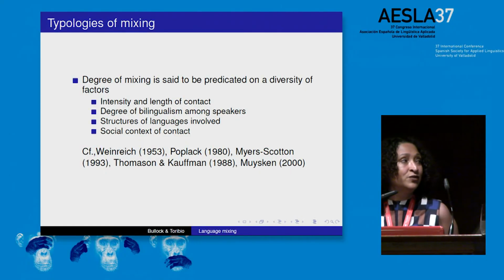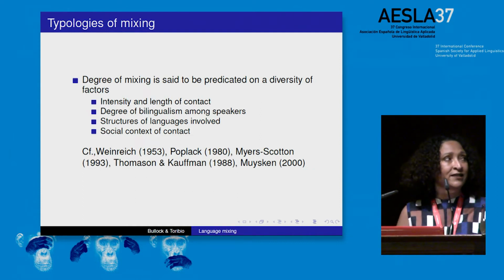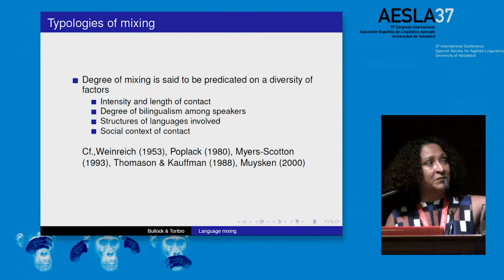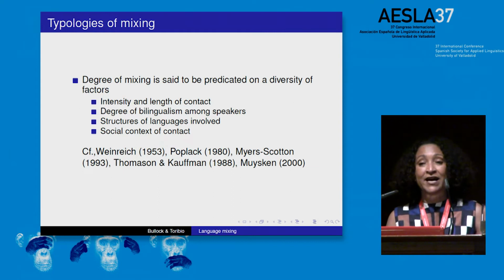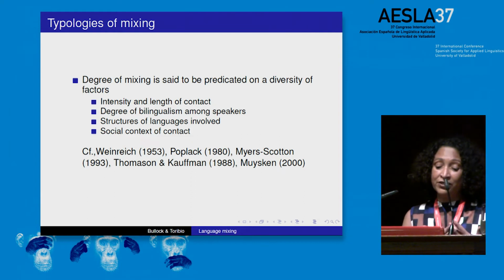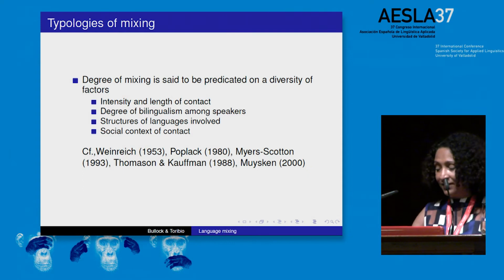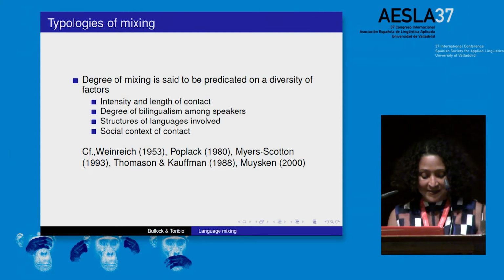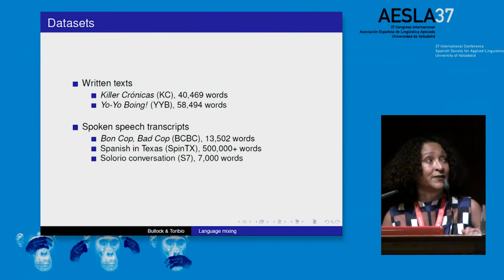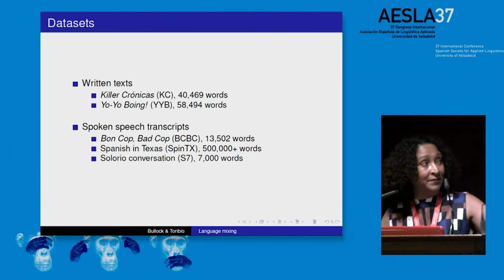On the typologies of code switching, scholars in the field have suggested that the degree of mixing is predicated on any number of factors, including the intensity and the length of contact, the degree of bilingualism of the speakers, the structures of the languages involved, and the social context in which the speakers find themselves. These factors have been very well examined, but this also is the type of data that is valuable in studying language mixing. The data sets that we're going to start with include these listed here.